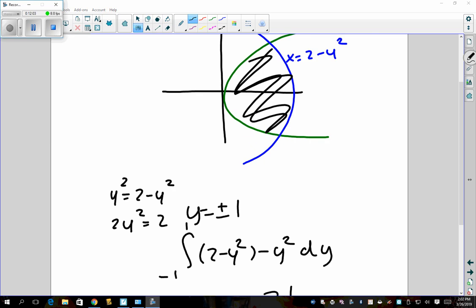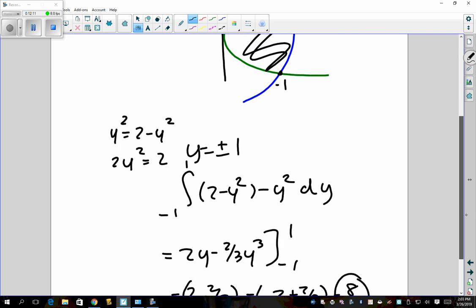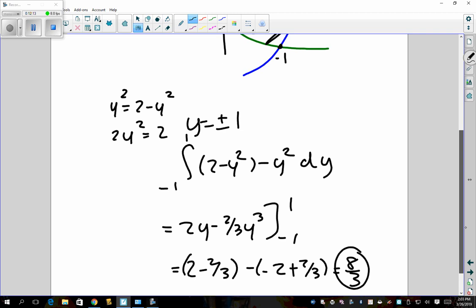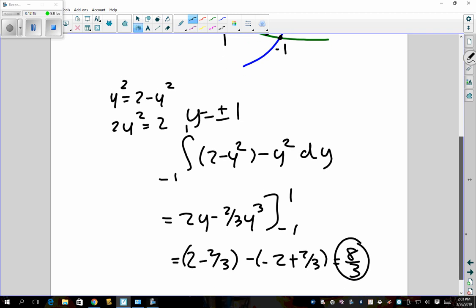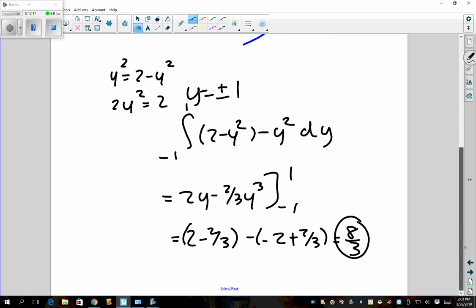All right, so here, first step is we have to find our bounds. So we get y equals -1 and y equals +1. And from there, we take our top function, which is 2 minus y squared. We subtract our bottom function, and you should have gotten 8 over 3.